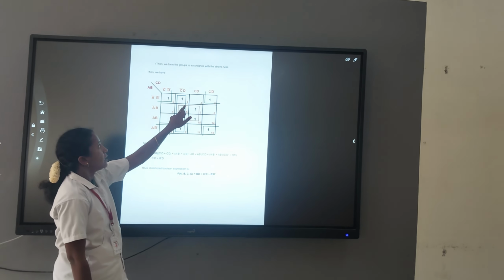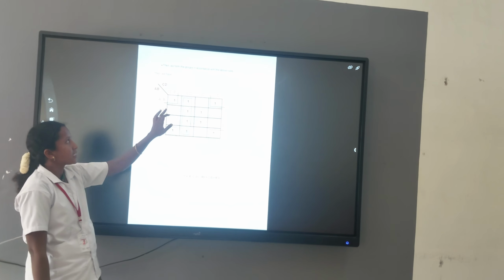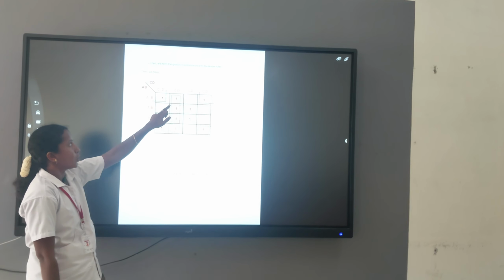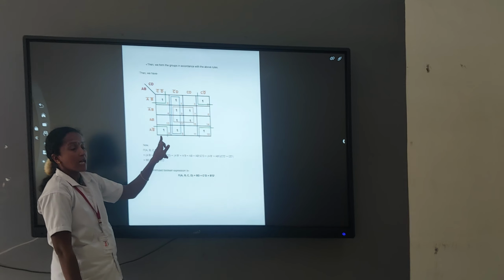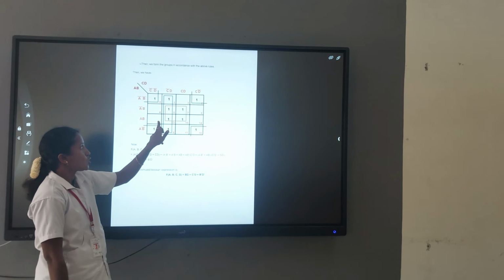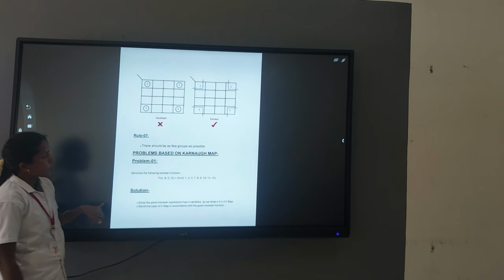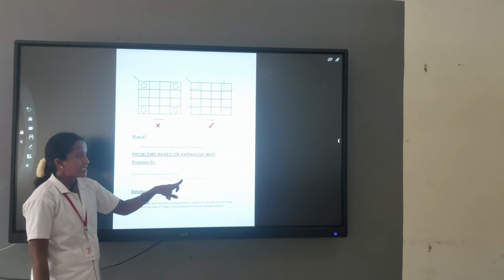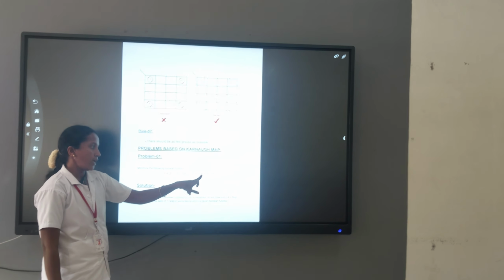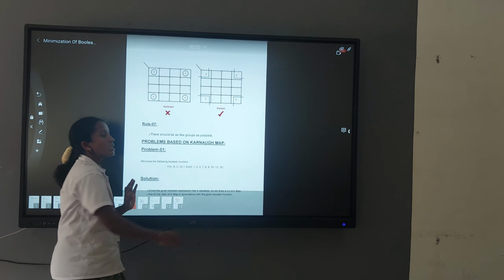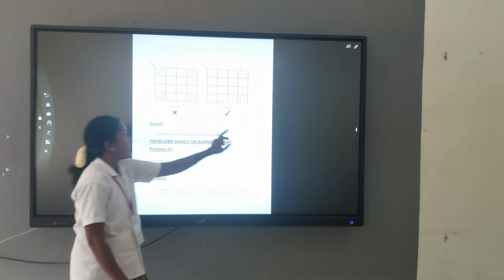So 0, 1, 2, this is the place number. So we want to place these place numbers like this manner only: 0, 1, 2, 3, 4, 5, 6, 7, then 8, 9, 10, 11, 12, 13, 14 and 15. Okay, so in this problem they are giving me the cell numbers: 0, 1, 2, 5, 7, 8, 9, 10, 13, 15. So for these places only we want to put the number 1.